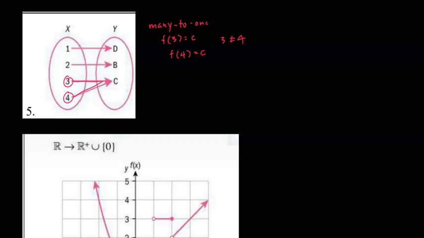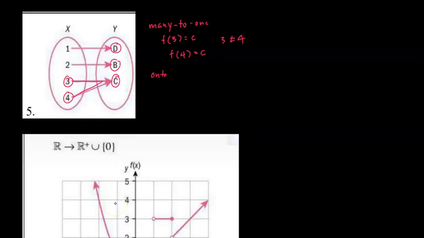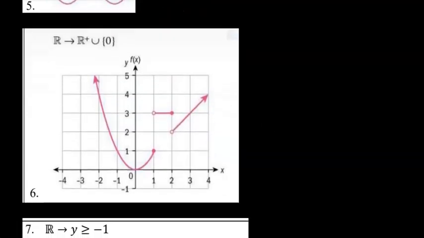Okay? Now, is this an onto function? They've stated that the range is D, B, C. All of them get used up, or all of them get produced somehow. Okay? So that means this is an onto function. Okay? Good job.